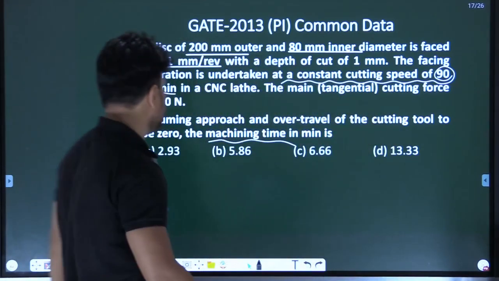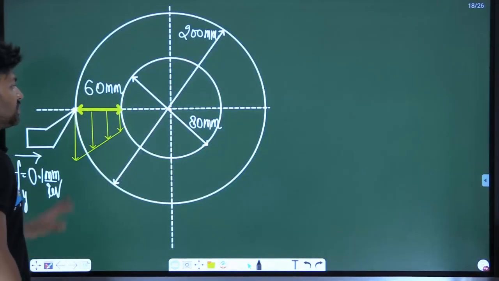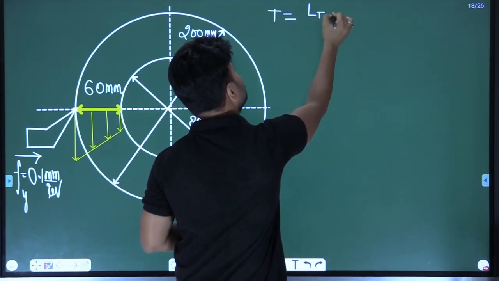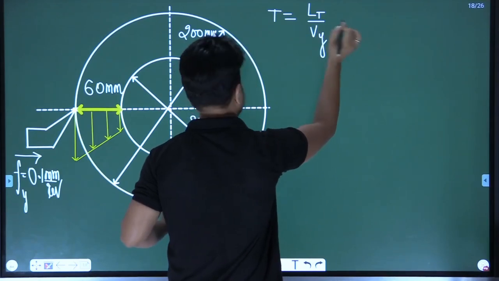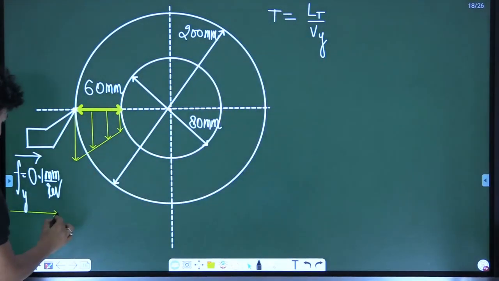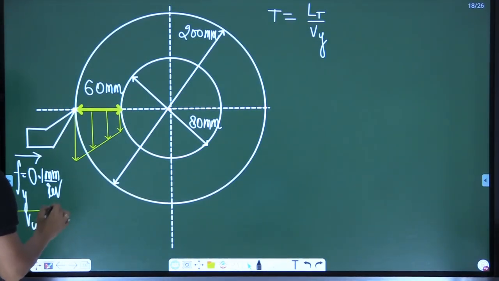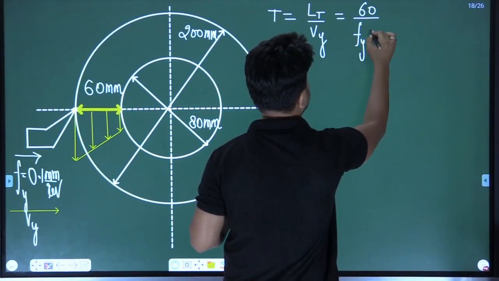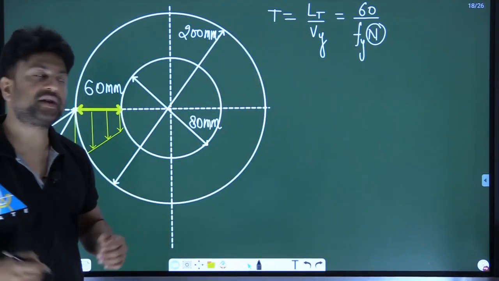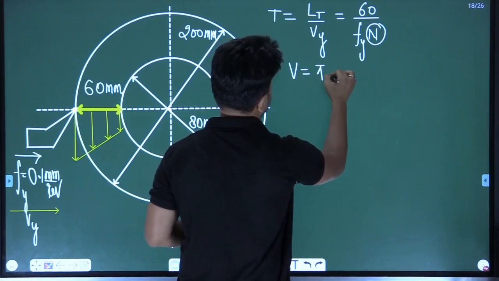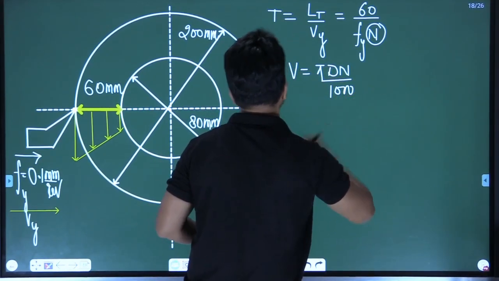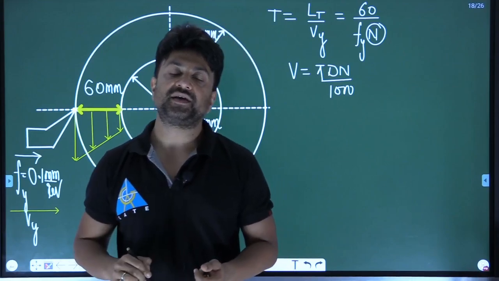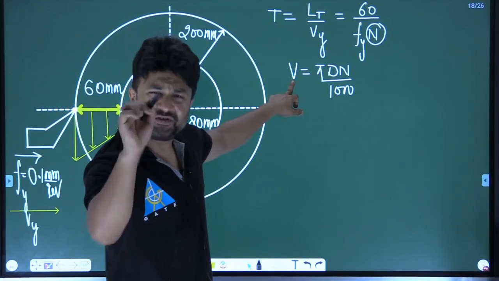So what will be the machining time? Come to the question again. Here the machining length, you know. The machining time is total machining length divided by Vy, the velocity of the tool. Now here LT is 60. Now Vy is Fy into N. But in the question, N is not there. How can I find N? V is pi D N divided by 1000. My dear, at every point velocity is changing. Then which velocity can you put?